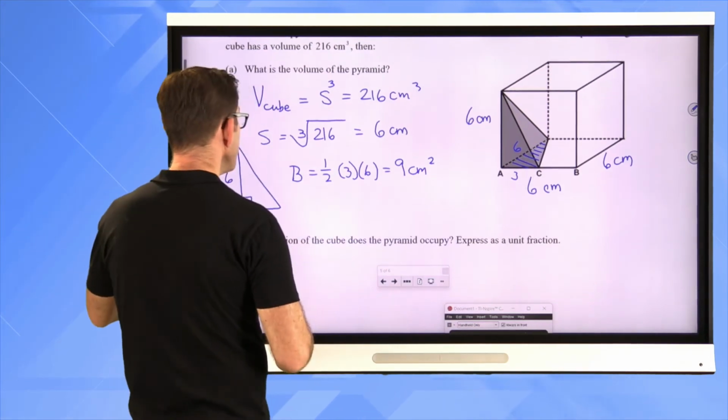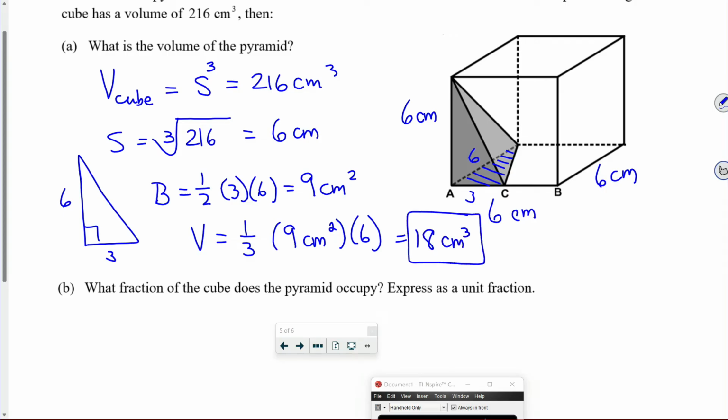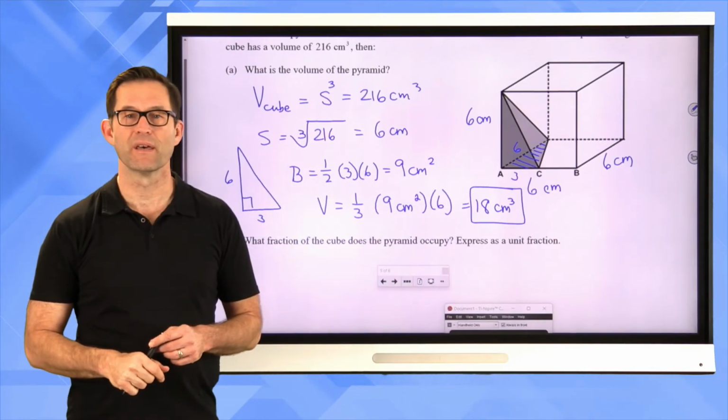So ultimately, I can say that the volume of that pyramid is 1/3 times our base area times our height. All right, and that ends up being 18 cubic centimeters. Yeah, that's right, 18 cubic centimeters.